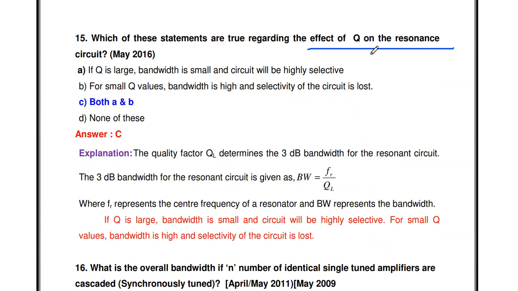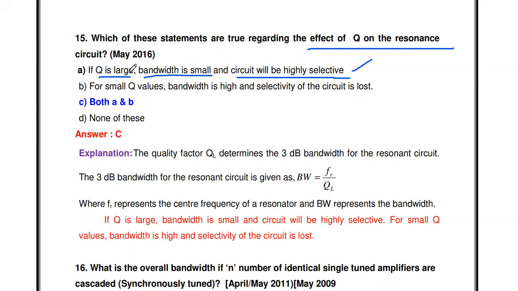Okay, then the next question: which of these statements are true regarding the effect of quality factor on a resonant circuit? The quality factor value will affect the resonant circuit in what way? That is the question. The first statement is, if Q is large, the bandwidth is small, and the circuit will be highly selective. Okay, so this is correct.